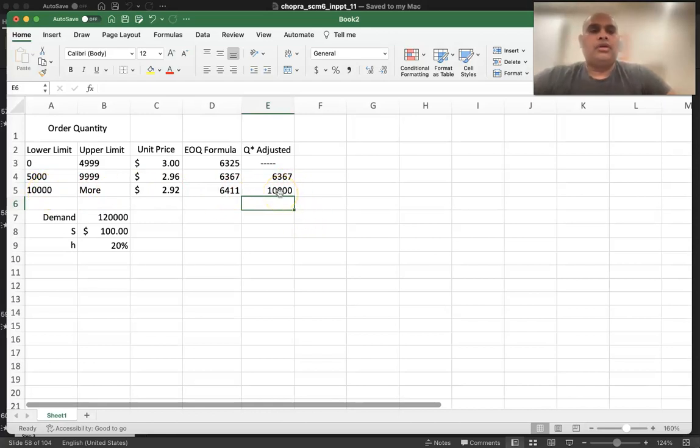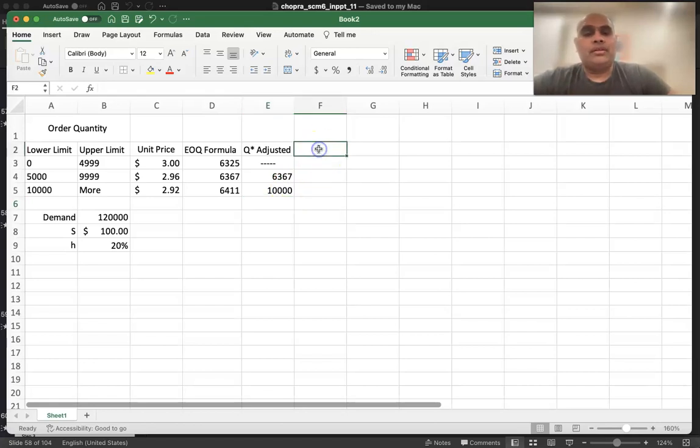So now here we have to compare two cases. The first case is our optimal order quantity, or EOQ, which is 6,367 at a price of $2.96, versus 10,000 units every time you place an order at a unit price of $2.92. So which of these two is better? Which of these two is optimal? That's what you have to figure out.